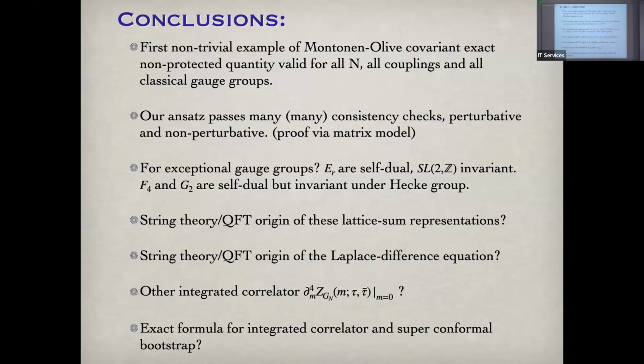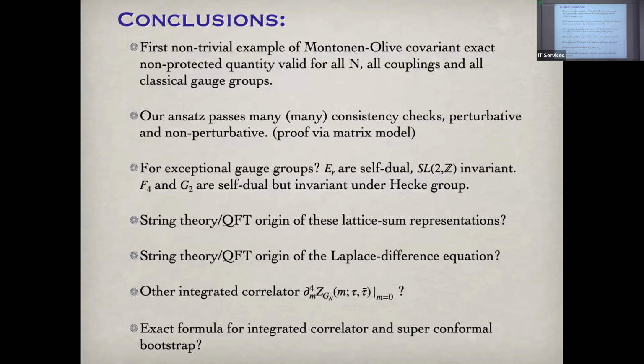And same, what is the string theory origin of this Laplace-difference equation? As we were saying before, you are changing the dimension of your matrix model. You're changing the N of the gauge theory. So somehow you're considering a theory with a different number of branes. I don't know how one could construct such a Laplace-difference equation from string theory.